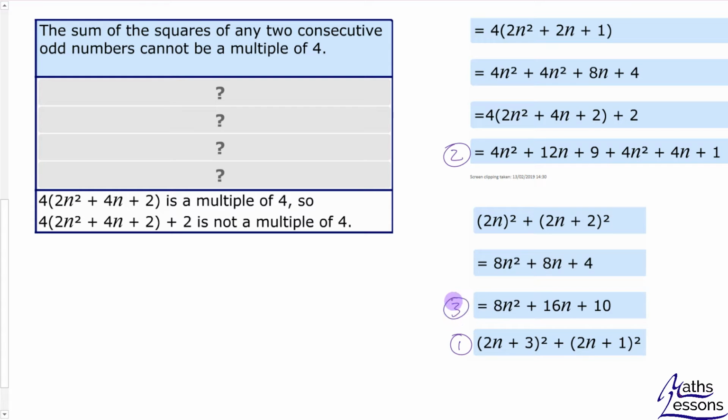So there's number 3. Now we want to try and take out a factor of 4. We get 4 times 2n squared gives me the 8n squared. 4 times 4n is 16n. 4 times 2 is 8, but there's a 2 left over. So this is part 4. Now the whole thing can't be a multiple of 4 because you've got the plus 2 on the end. We know that's a multiple of 4, so you've got a multiple of 4 plus 2, which is not a multiple of 4. So that is the order you do these terms in.